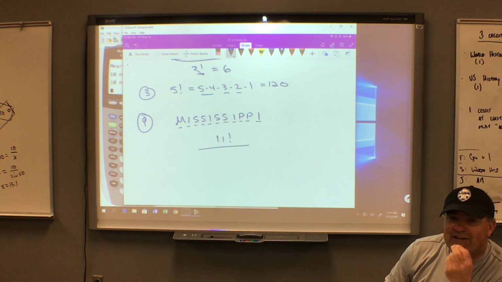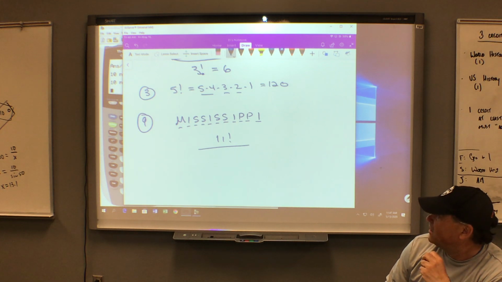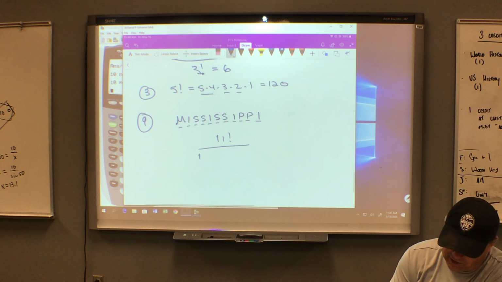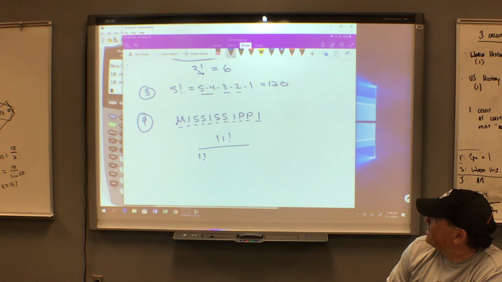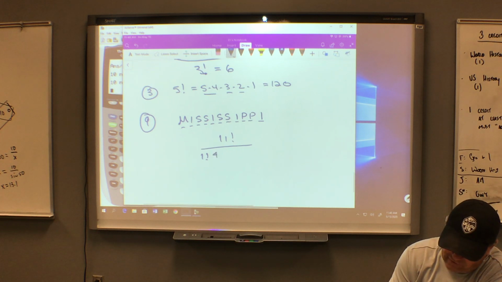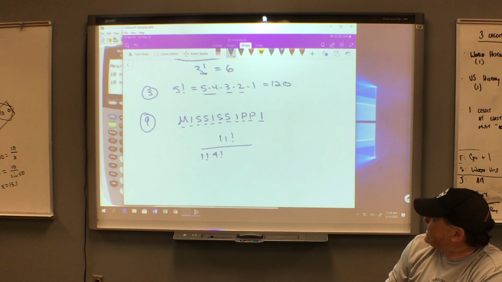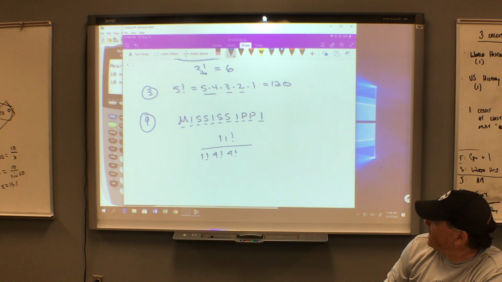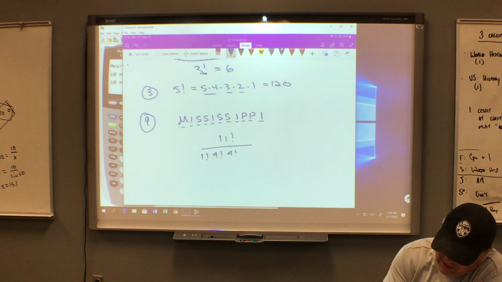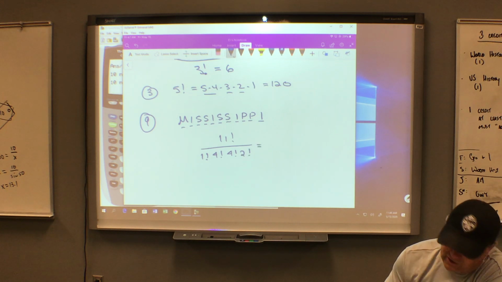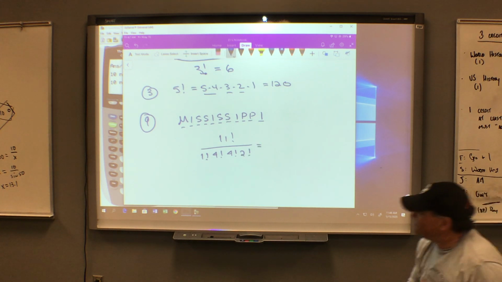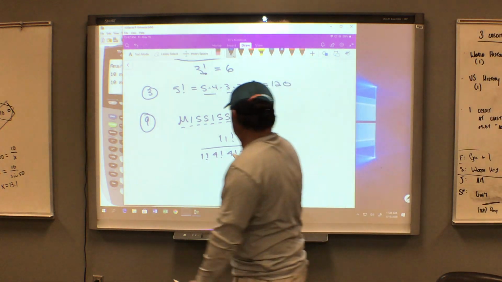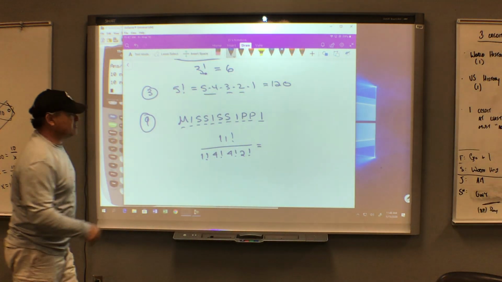So I'm going to fill 11 slots with a letter. Okay, count the M's. All right, there's only one M, so that's 1 factorial. I's, well, it looks like I got 4. 4 factorial. S's, I've got 4. 4 factorial. I already counted I's, I already counted S's. P's, I've got 2. 2 factorial. So I'm looking at 11 factorial divided by 4 factorial times 4 factorial times 2 factorial.